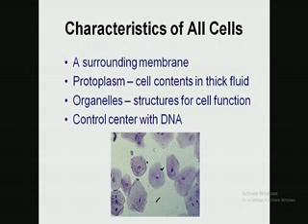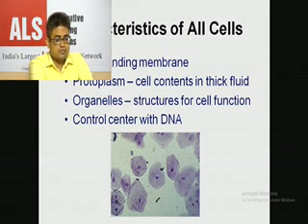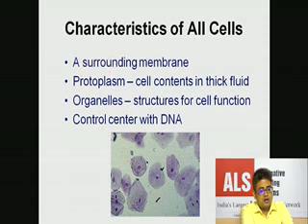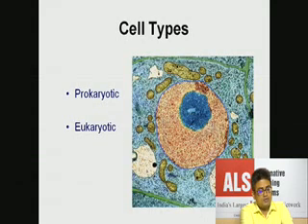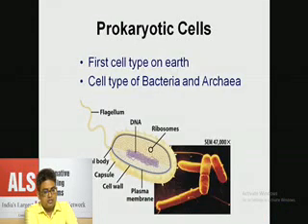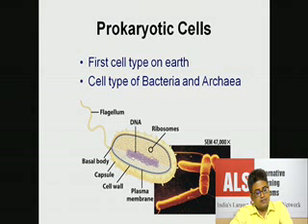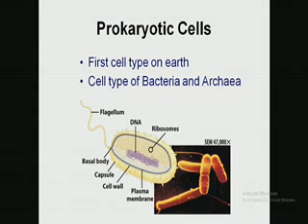So what is the characteristic of all cells? A cell has a surrounding membrane and it has protoplasm, a thick fluid-like structure, and organelles, and it has a control center in the form of nucleus with its own DNA. There are two types of cells, prokaryotic and eukaryotic cells. We are going to discuss this now. Prokaryotic cells are the first cell types to exist on Earth according to the theory of evolution, and the cell types are bacteria and archaebacteria.